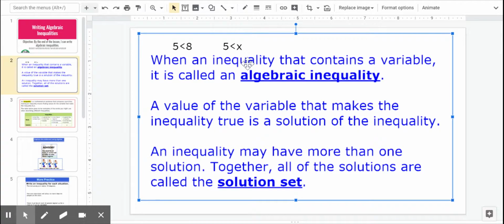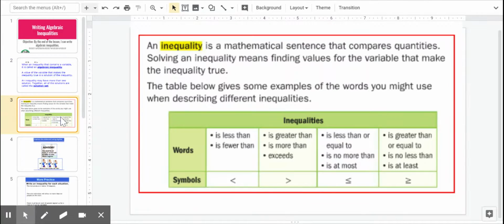x could be 6, 7, 8, 9, 10. It could even be decimal numbers, something like 5.1. So x has a lot of different answers when it's an algebraic inequality, so I have a solution set instead. An inequality is a mathematical sentence that compares quantities. Solving an inequality means finding the values for the variable that make the inequality true.